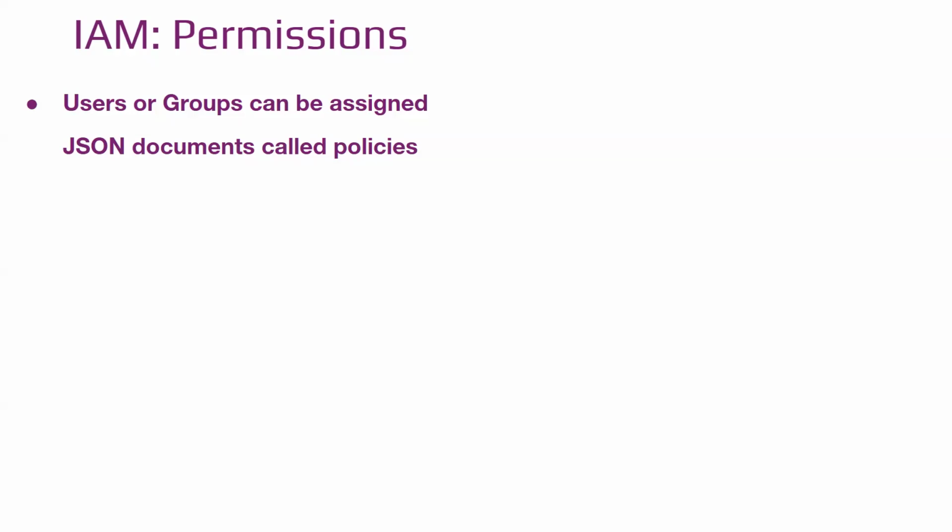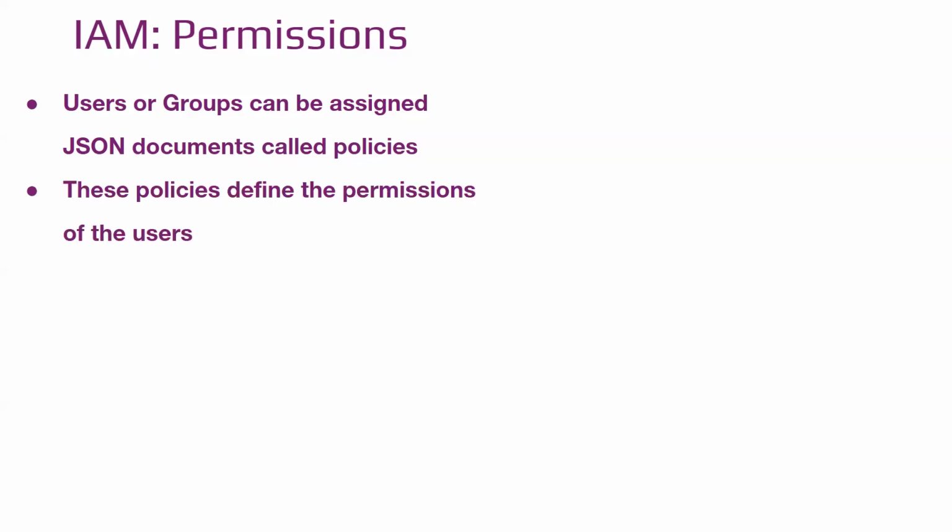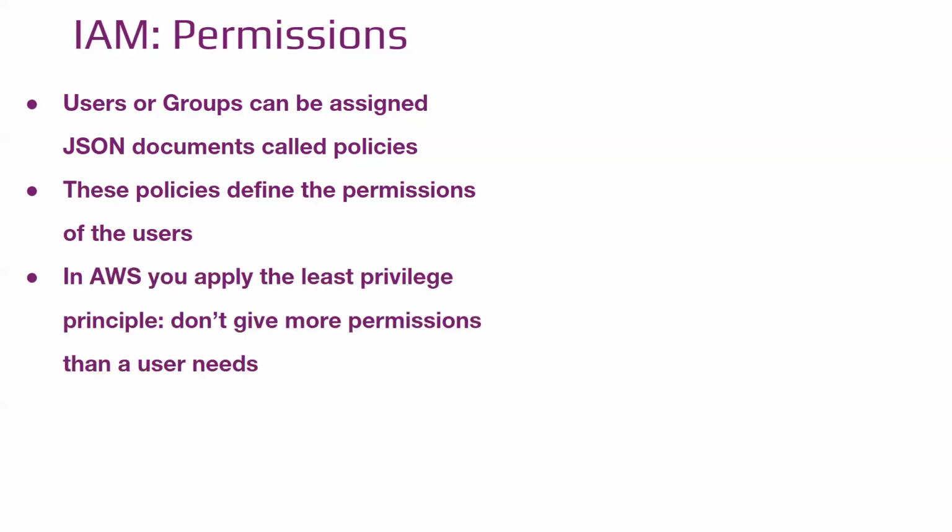What is a policy? A policy is nothing but permissions available in a JSON document. These policies define the permissions of users. What permissions that particular user should have is given by the policies. In AWS, you apply the least privilege principle. That is, don't give more permissions than the user needs. Means for that particular user, whatever is required, only that permission you need to give.